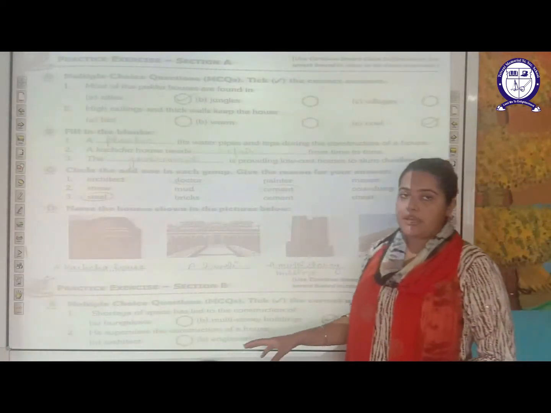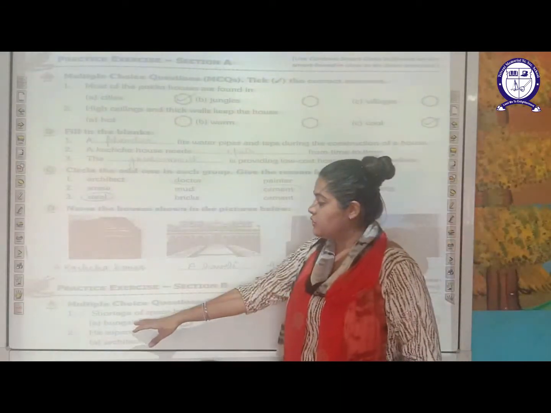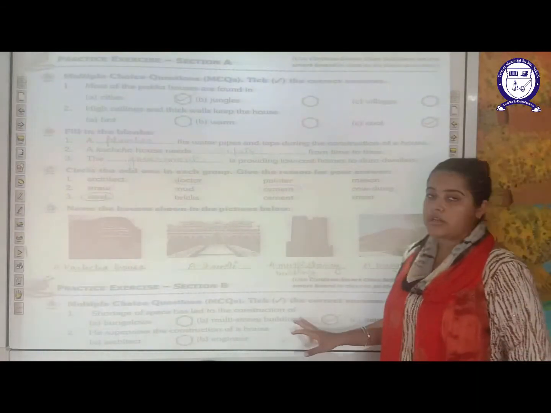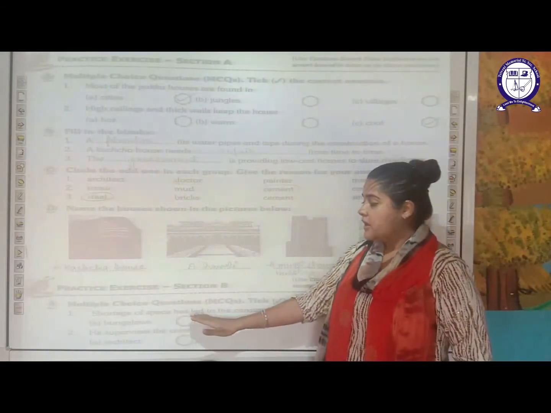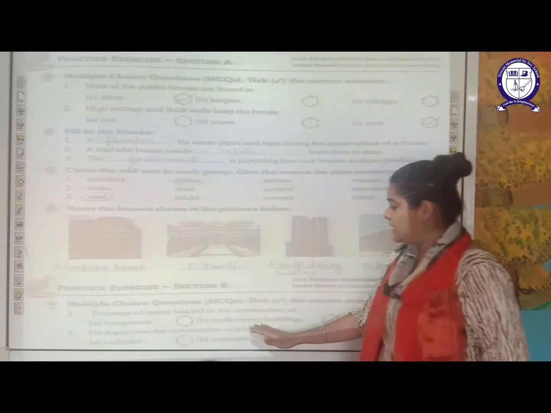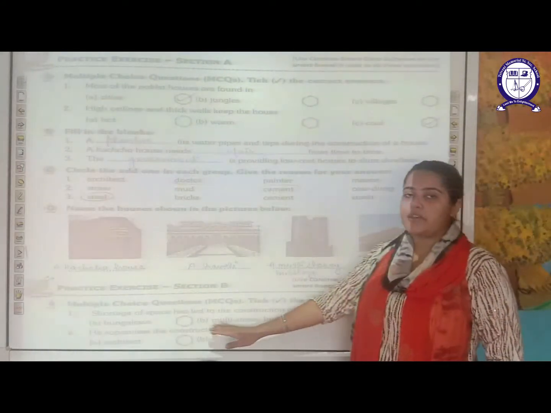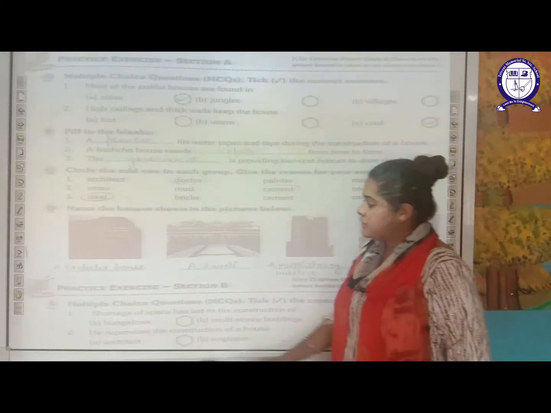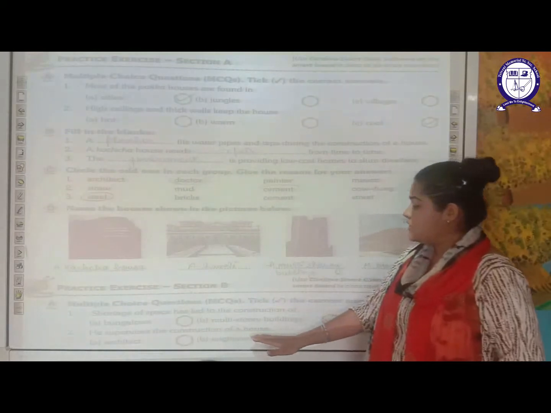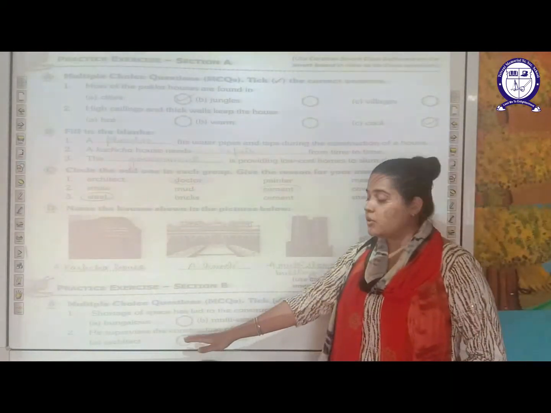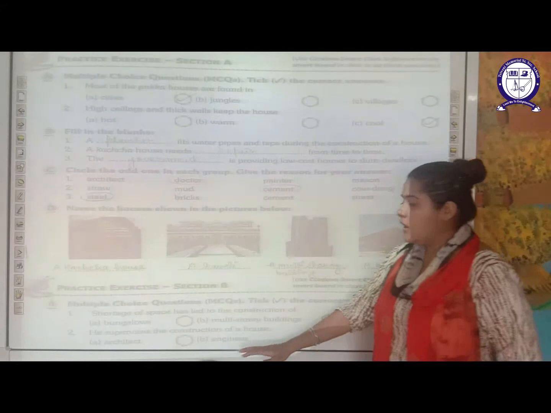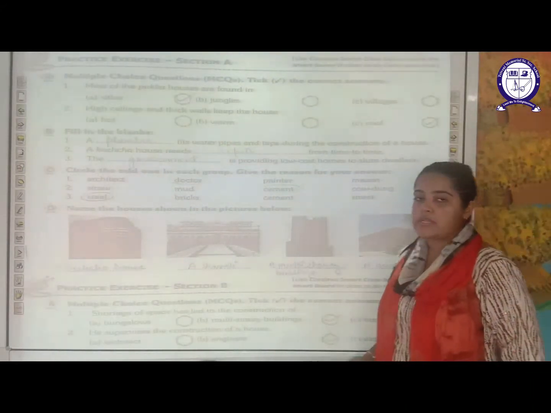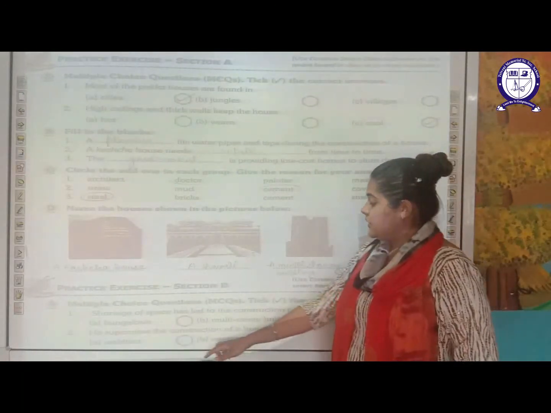Moving on to section B of the exercise. So here, first multiple choice question: the shortage of space has led to the construction of what? Because there is a shortage of space, it has led to the construction of a bungalow, multi-storied building or a haveli. So as we have discussed in the slide, the answer is multi-storied building. And the last one here: he supervises the construction of a house. So which person is going to supervise the construction of the house? Architect, engineer or an electrician. So the right answer is option B, that is engineer.